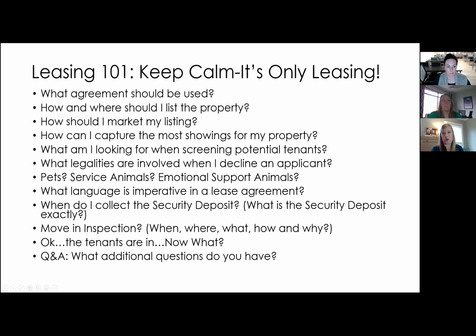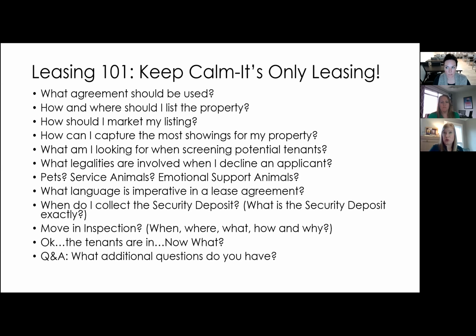We're going to cover the agreements that should be used, how and where the property should be listed, what marketing avenues you should be taking advantage of, how you can capture the most showings for your property, what you're looking for when screening potential tenants for the home, and what legalities are involved when you decline an applicant. We can't accept everybody. We don't want to accept everybody. And there are certain steps that need to be taken when you're declining an application that we'll go through.